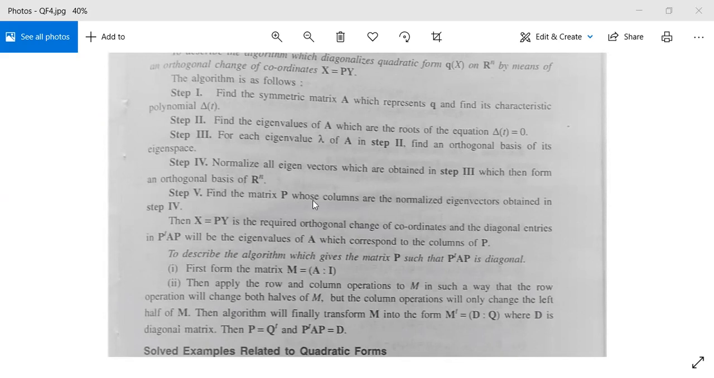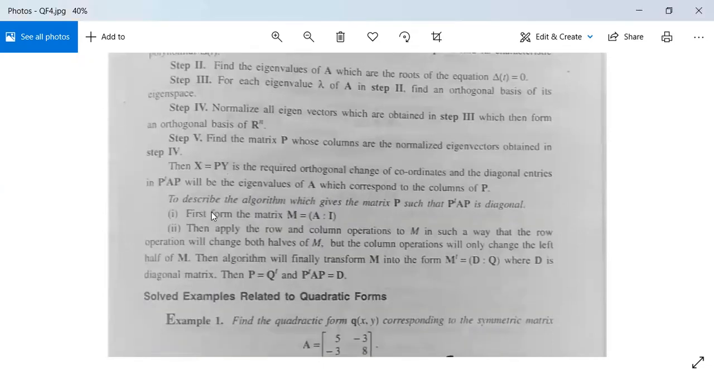Step 5, find the matrix P whose columns are the normalized eigenvectors obtained in step 4. Then x is equal to P y is the required orthogonal change of coordinates, and the diagonal entries in P dash AP, P dash means P transpose AP, will be the eigenvalues of A which correspond to the columns of P.